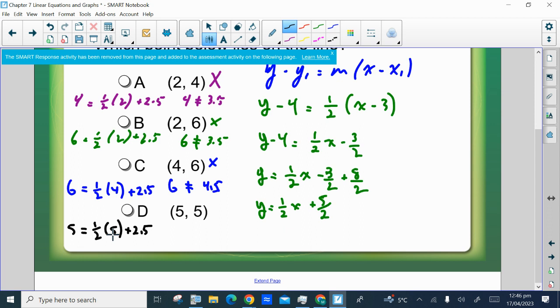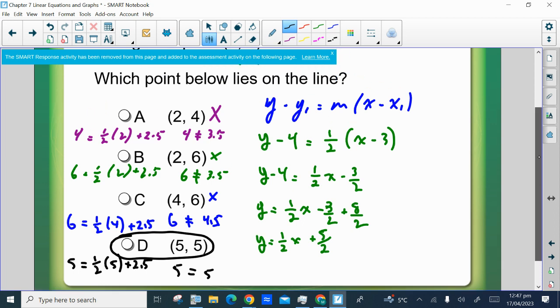Half of 5 is 2.5, plus 2.5 does equal 5. Here you do get the same number on both sides when x is 5 and y is 5, which means it does satisfy this equation that we calculated. Therefore, that point does lie on that line. Okay, so that's one way to do it.